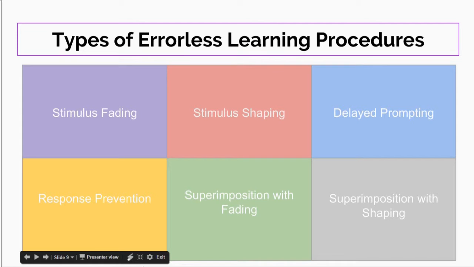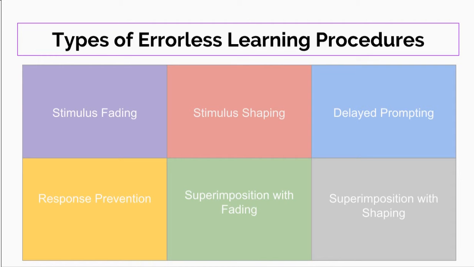There are many different types of errorless learning procedures. We have stimulus fading, which is the original technique for errorless learning. This involves gradually increasing the dimension of the incorrect response to match that of the correct response. For example, decreasing the size of one picture and increasing another until they are the same size. Stimulus shaping involves making physical changes to the correct response and incorrect response over time. Delayed prompts gradually delay the onset of prompt that identifies the correct answer. Response prevention involves physically preventing the learner from responding to the incorrect response.